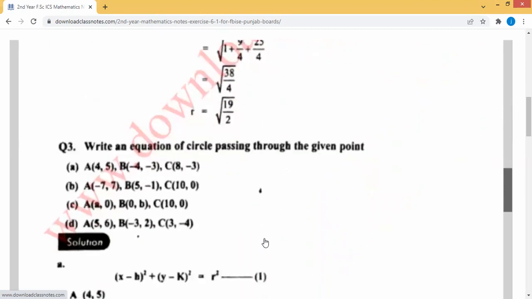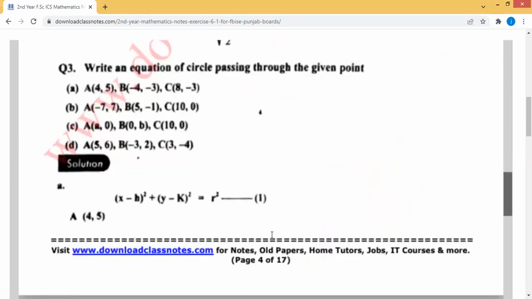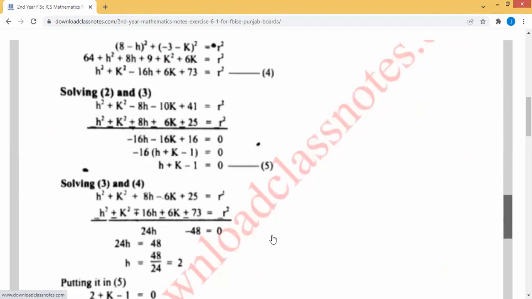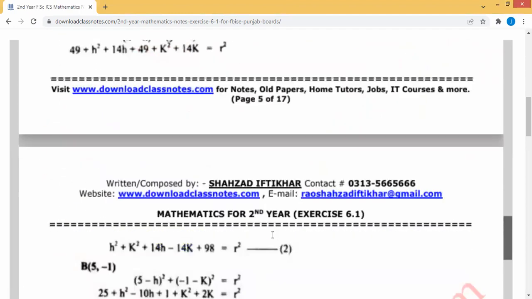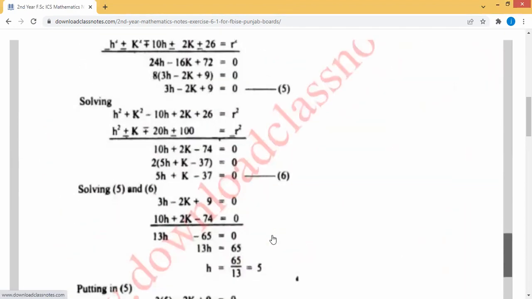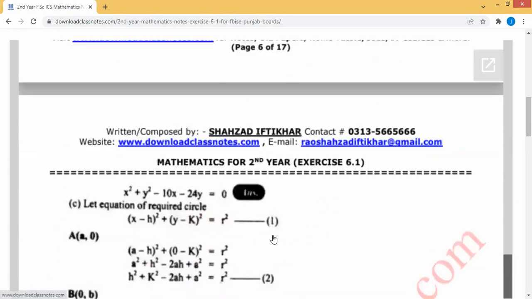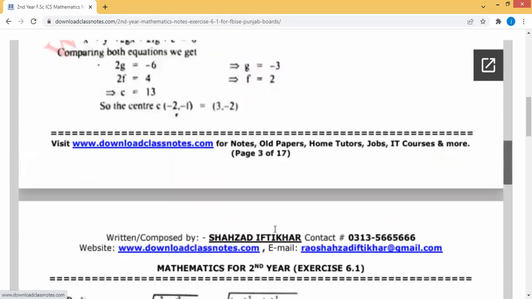The next question is: write an equation of a circle passing through the points. Now I have the points A, B, C, D, and I have to compare them to find the values. Is that clear? This is an important question. Now, how do we have to solve this?